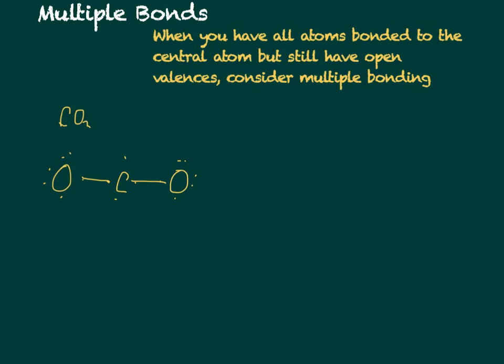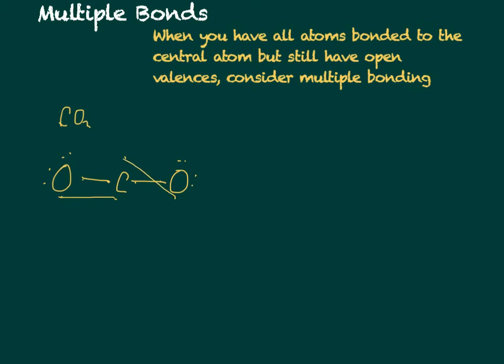Additionally, if you count the number of electrons around the oxygen, we've got 2, 4, 6, 7. And carbon has 2, 4, 5, 6. They want to have an octet, so this is where we're going to consider multiple bonding. So perhaps if I draw a line between those two, and then maybe a line between those two.